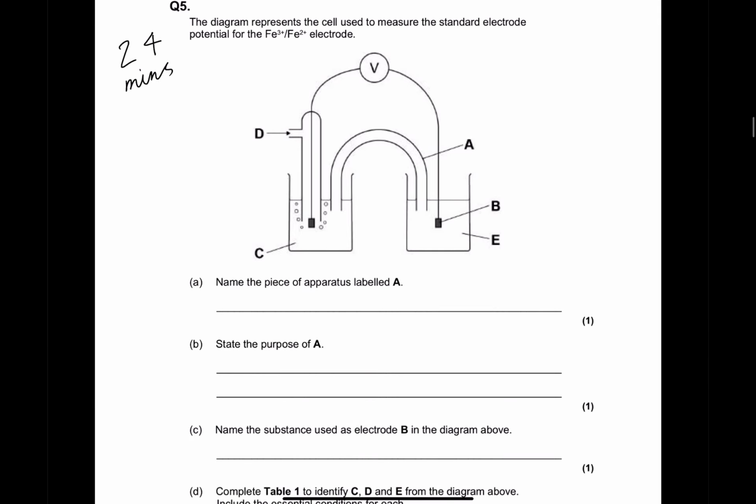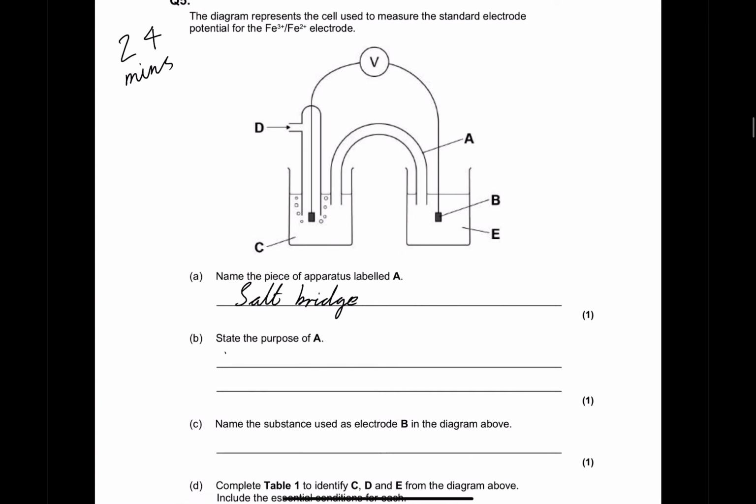The diagram represents the cell used to measure the standard electrode potential for the Fe3+/Fe2+ electrode. Name the piece of apparatus labeled A: salt bridge. State the purpose of A. So the salt bridge allows free movement of ions between the half cells, through the salt bridge.